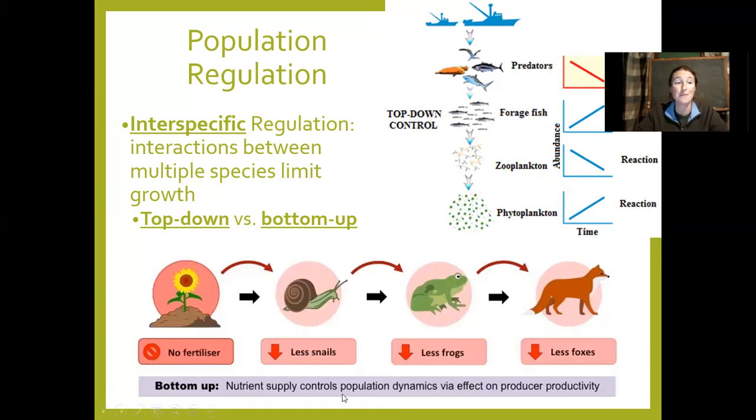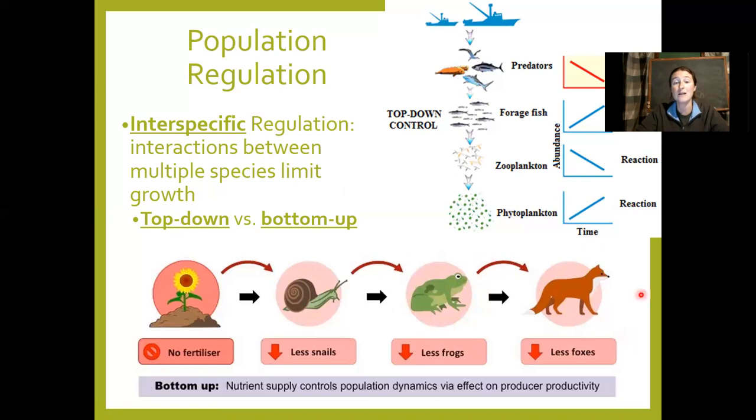Okay. On the other hand, we have bottom-up regulation. So here, a primary producer, a land plant, phytoplankton, whatever, is increased or decreased, and this is going to affect every trophic level from there on up. So here, if there aren't enough nutrients available, the plants can't grow properly, and they're not going to have as much biomass. If there's not enough plants to eat, there might be fewer snails, right? Fewer snails means that the frogs are going to have less to eat, so there's not going to be as many frogs.